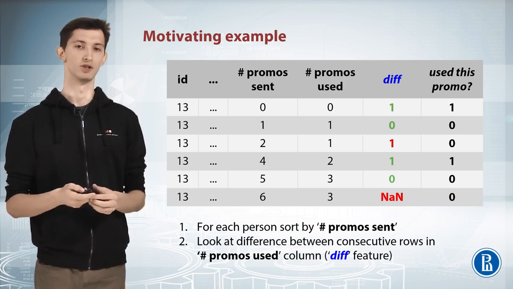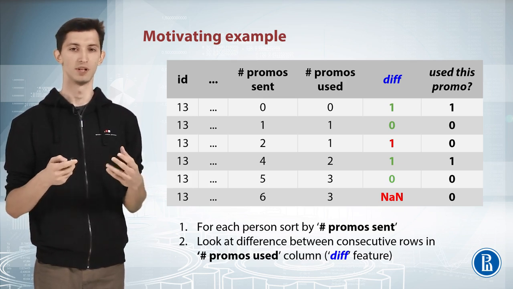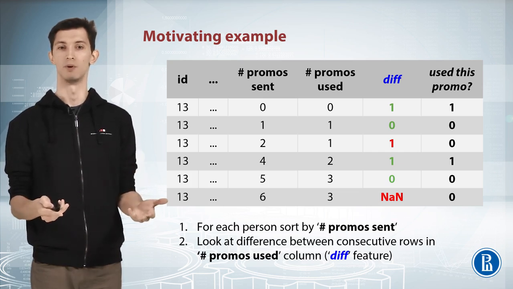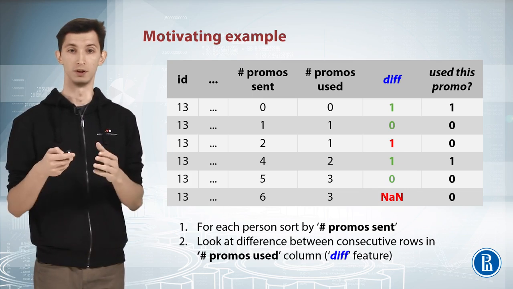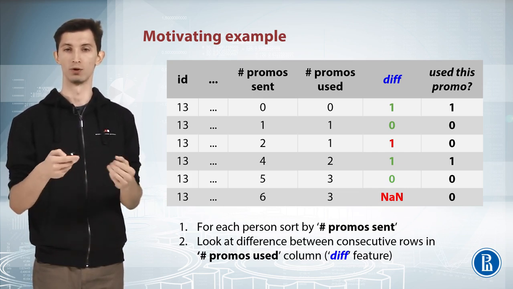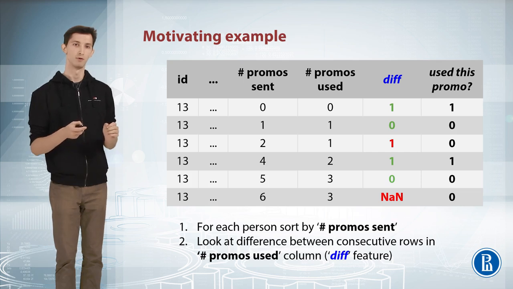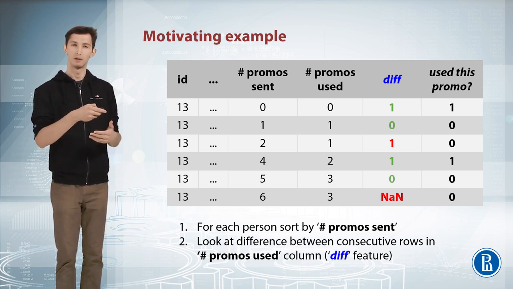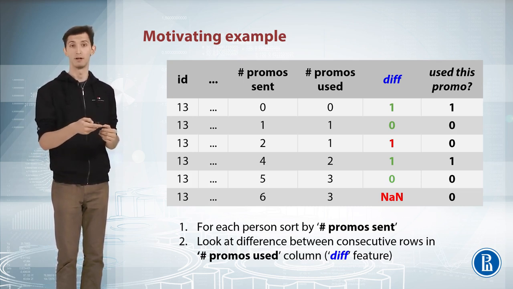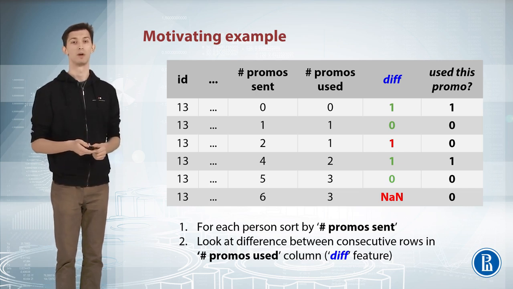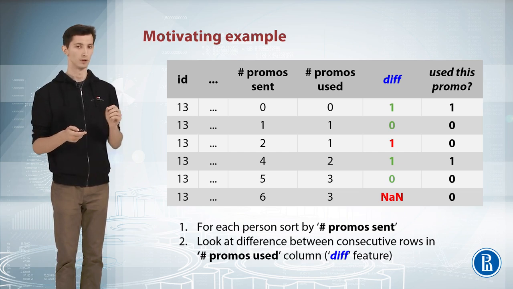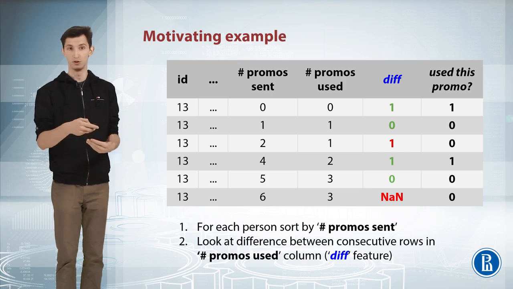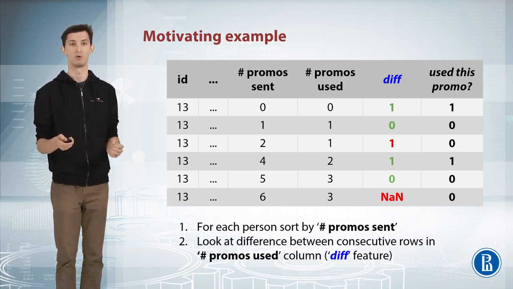And in fact, there is no magic, just think about the meaning of the columns. For example, for the second row, we see that the person used one promo already, but he was sent only one before that time. And that is why we know that he used the first promo, and thus we have an answer for the first row. In general, if before the current promo the person used n promos, and before the next promo he used n plus 1 promos, then we realize that he used the current promo. And so the answer is 1. If we know that he used n promos before the next promo, exactly as before the current promo, then obviously he did not use the current promo, and the answer is 0.